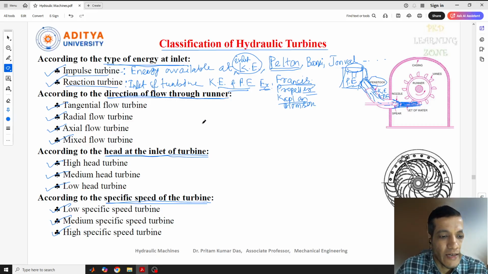In the reaction turbine, as I told you, at the entry of the inlet the total energy, kinetic energy and pressure energy both, will be there. So a part of the energy is converted to kinetic energy. This is not the example of a reaction turbine; I'm just showing you how it works, because the construction is different. Let me show you.